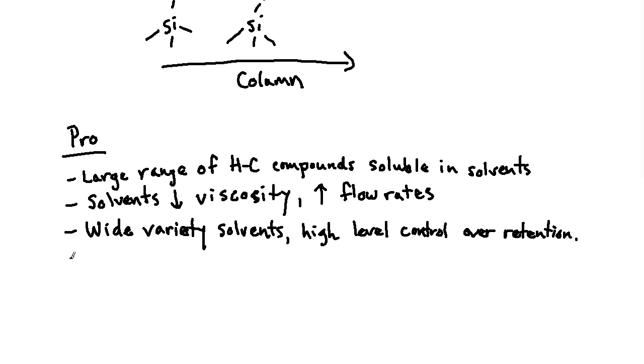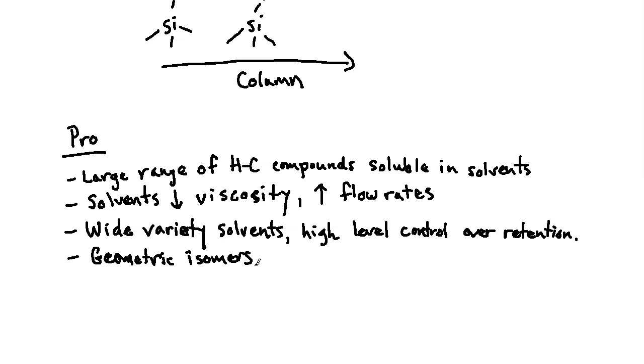Okay, one of the others, and I'm just going to write this here, this is still a recap of what we had above, is that you can utilize this for geometric isomers. Okay, they tend to be difficult to separate out, and so having the ability to do this is really a pro or a positive in the normal phase system.